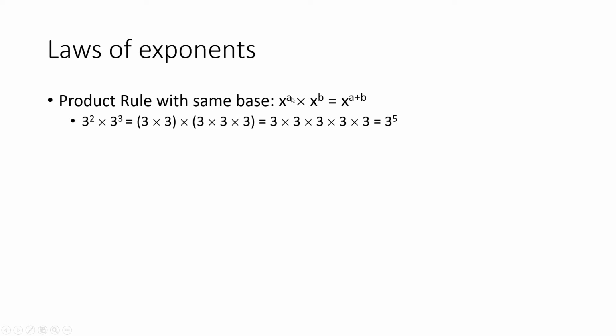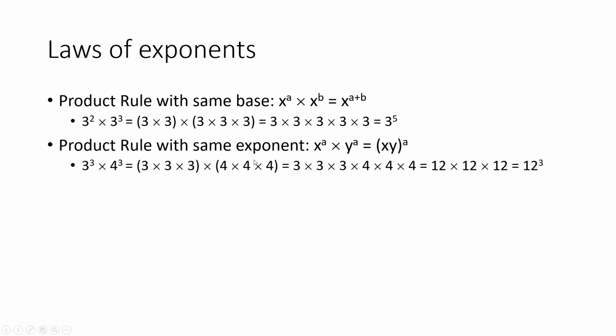So x to the power a times x to the power b gives you x to the power a plus b. For example, 3 squared times 3 cubed. So 3 squared means there's 2 3's. 3 cubed means there's 3 3's. So in total, you've got 1, 2, 3, 4, 5 3's. It's 3 to the power 5, which is no coincidence. 3 to the power 5 is 3 to the power 2 plus 3.